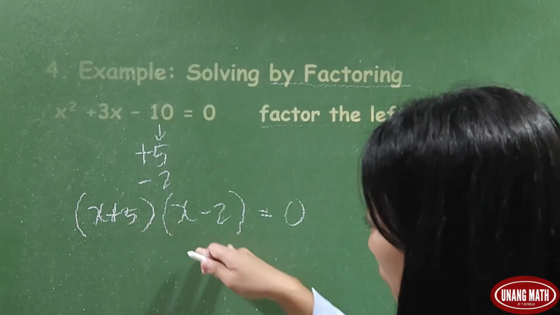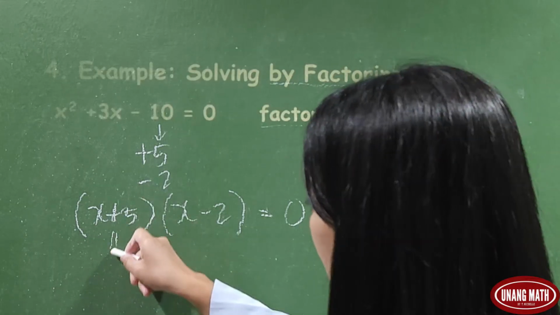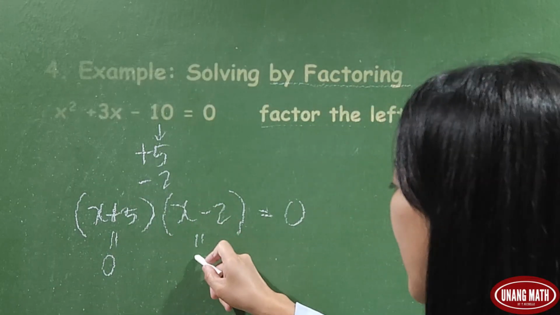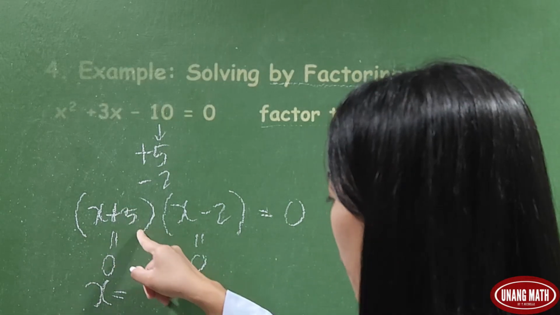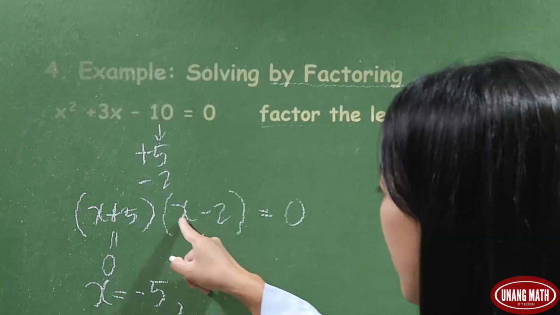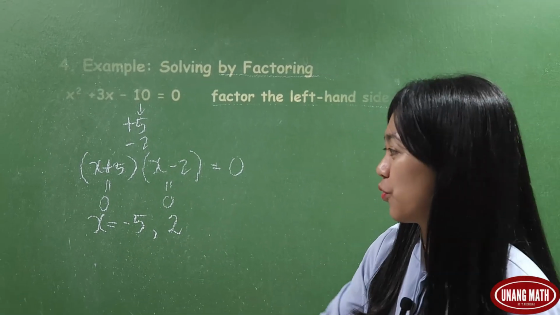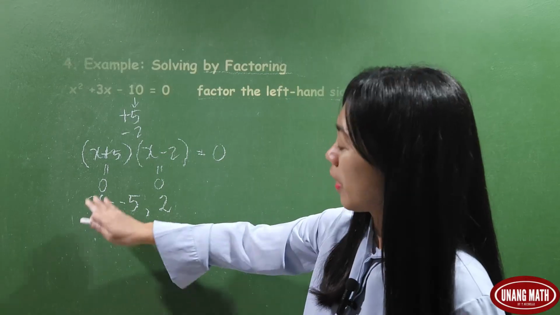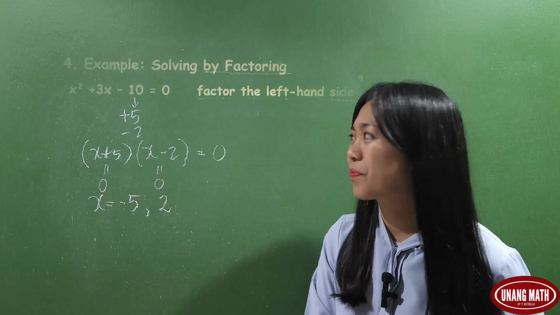Okay, this is the zero product property. x plus 5 can be 0, or x minus 2 is 0. If this is 0, then x is equal to negative 5. If this is 0, then it means x is positive 2. So the solutions are negative 5 and 2.